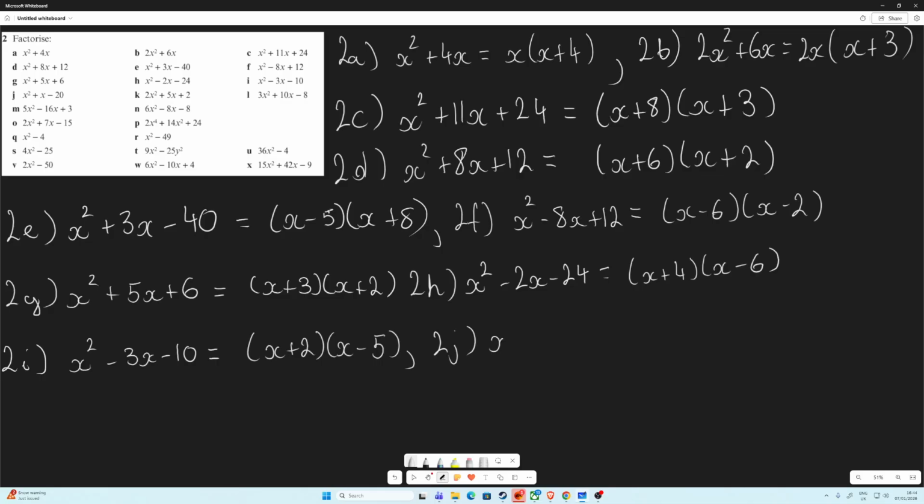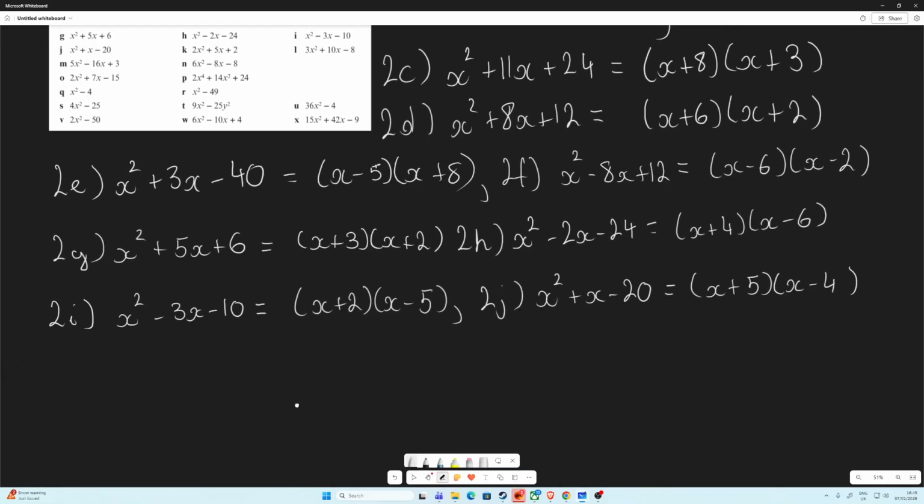2j. x squared plus x minus 20. This is positive 5 and negative 4. So far so good.